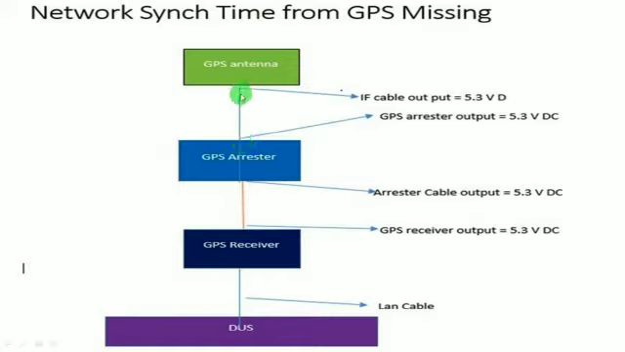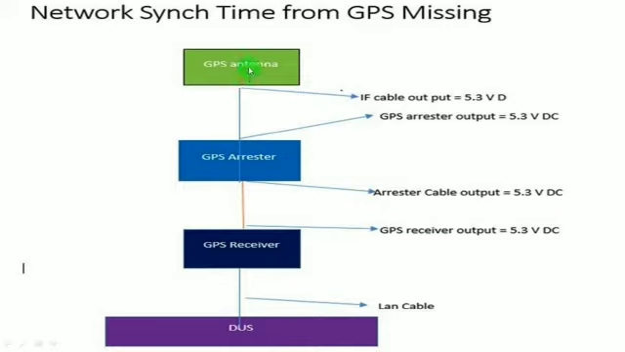Then we have to check the connectivity from the GPS arrestor towards the GPS antenna through the IF cable. We have to check the IF cable output through the multimeter. If we get 5.3 volt, it is good. The connectivity from the baseband towards the GPS antenna interfaces is okay. If the problem still exists, even though we are getting the 5.3 volt output in the IF cable output, we have to replace the GPS antenna.